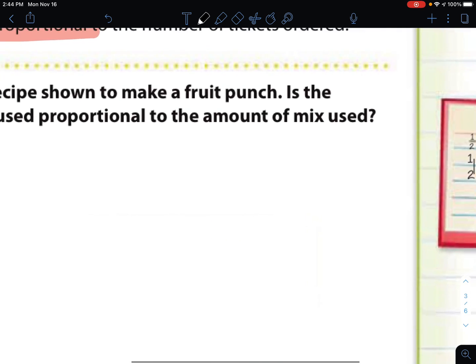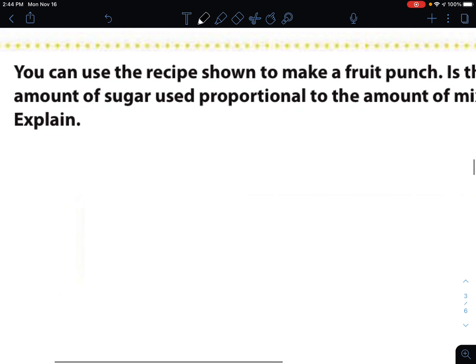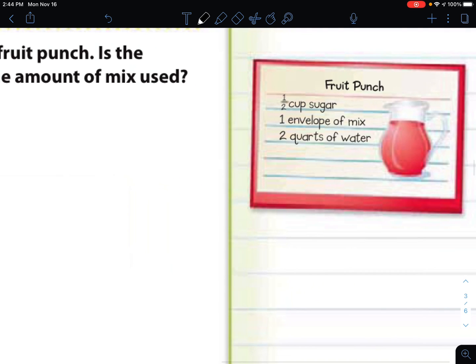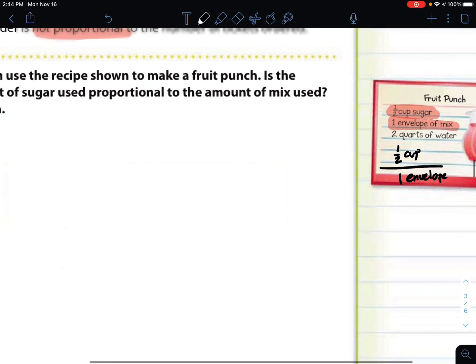Now the question is, is the amount of sugar used proportional to the amount of mix used? So basically this is what we're looking at. For every 1/2 cup of sugar, you use 1 envelope of mix. And let's see how this works.